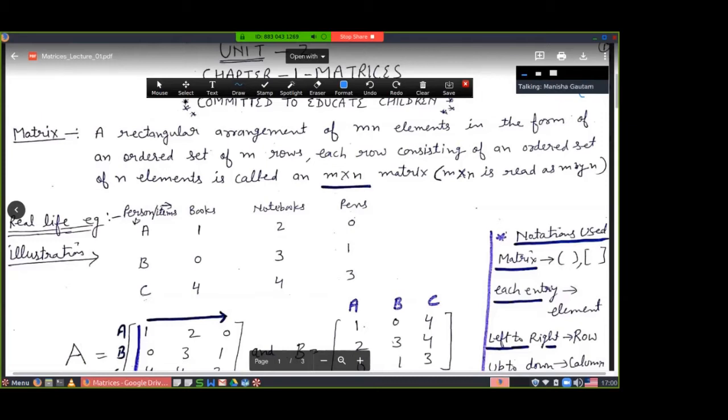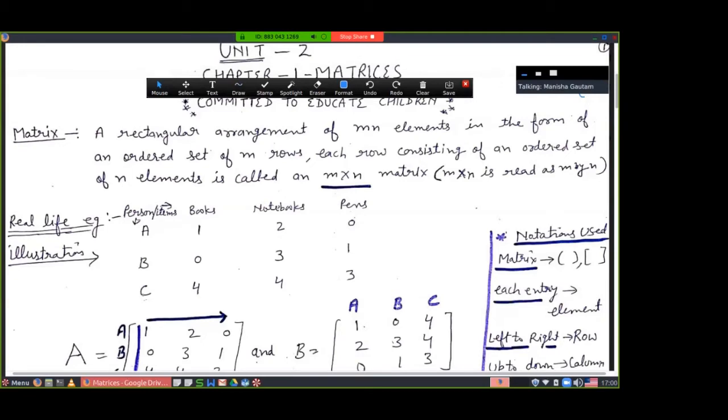First of all, we'll go for the real life example. Suppose there are three persons, A, B, and C, who purchased three items: books, notebooks, pens. Suppose person A purchased one book, two notebooks, zero pens, as it is written on the board. B purchased zero books, three notebooks, one pen. C purchased four books, four notebooks, three pens. This is the raw data collected by a teacher from students.